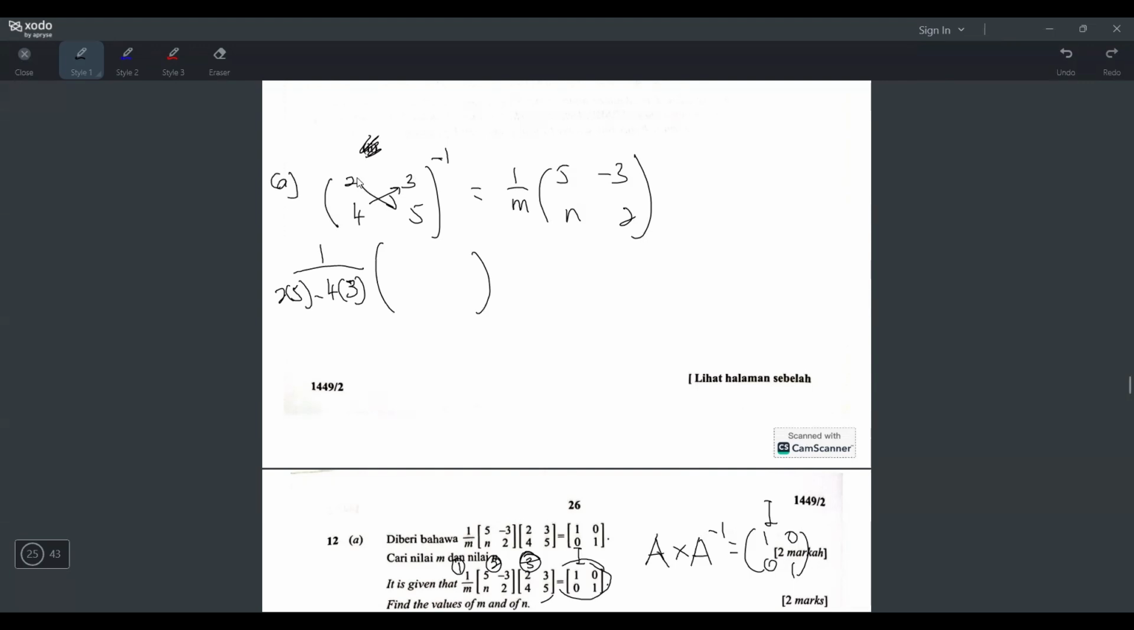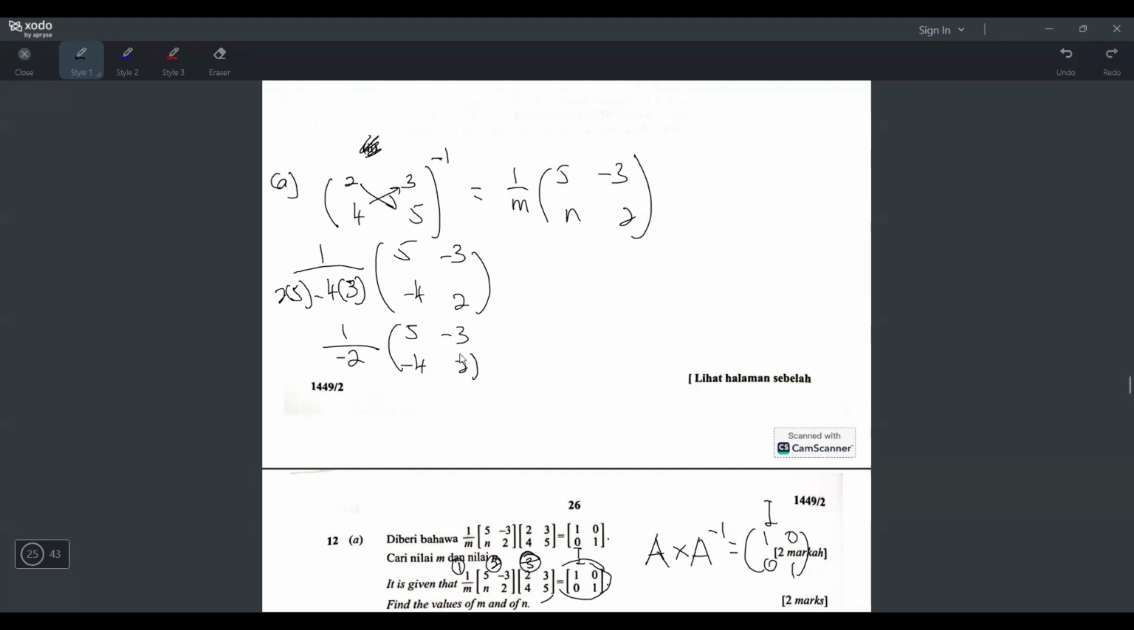And then just now you take 2 times 5 first. So it means 2 and 5 you have to terbalik, so it becomes 5, 2. And then 3 and 4, the other pair, you have to tukar tanda, change sign. So 3 becomes negative 3, 4 becomes negative 4. Right? And then now I can solve for this. 2 times 5, 10, 10 minus 12, negative 2. And then here will be 5, negative 3, negative 4, 2.